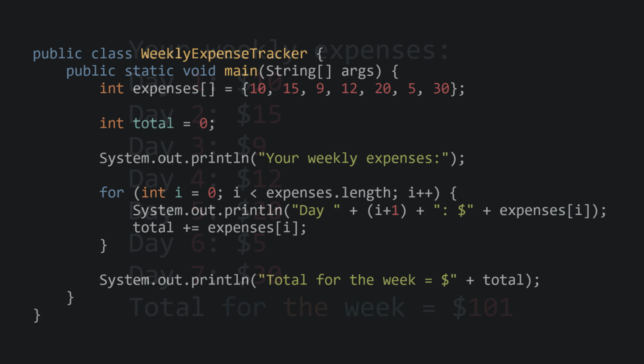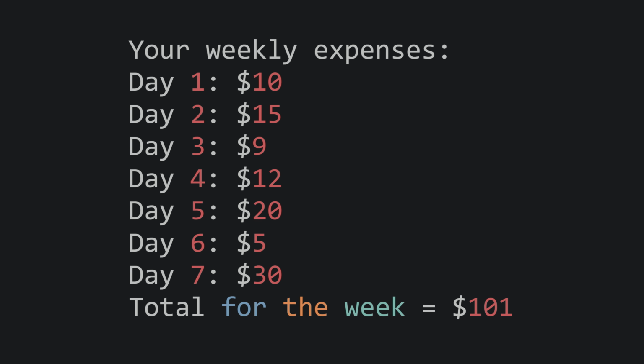So the output will be: your weekly expenses, day 1 10, day 2 15, day 3 9, day 4 12. Total for week equal to 101.